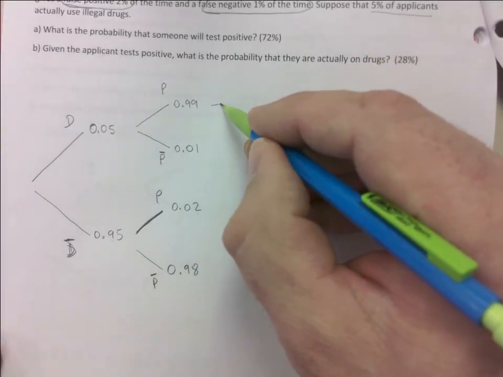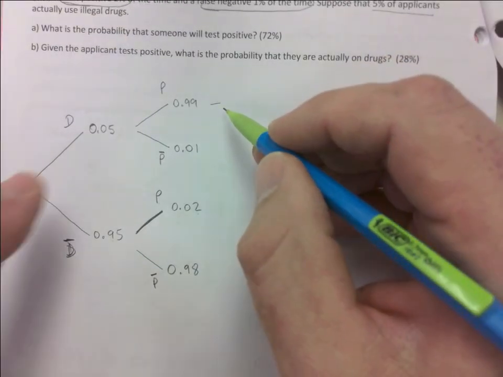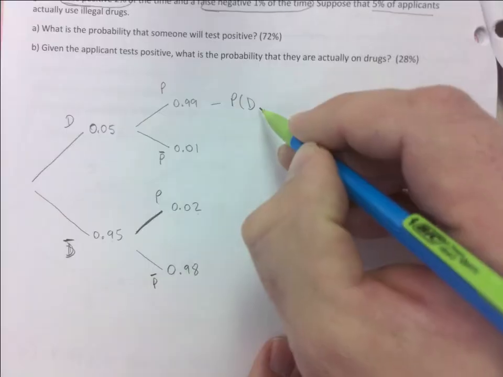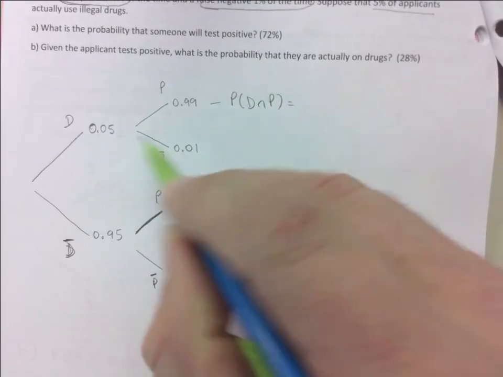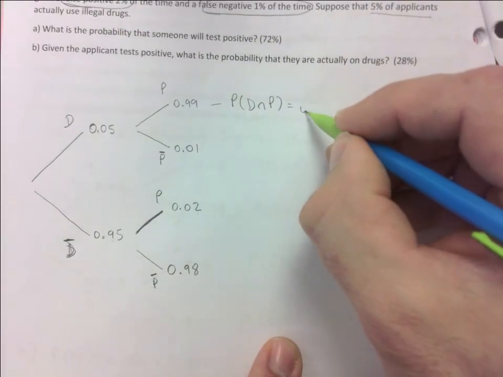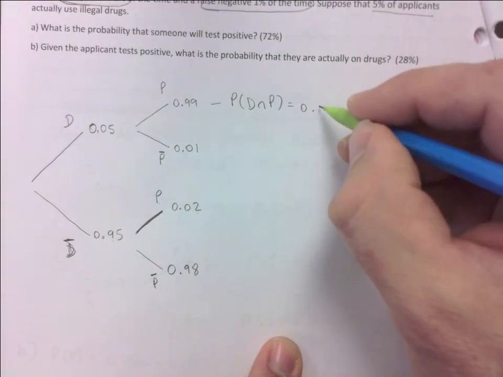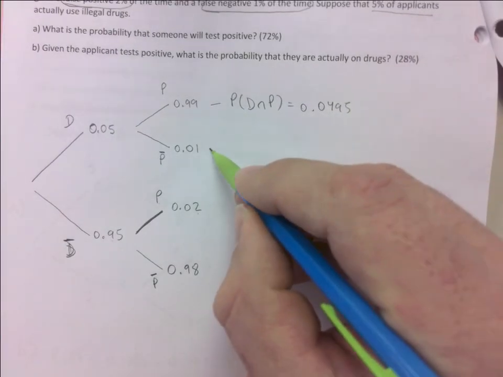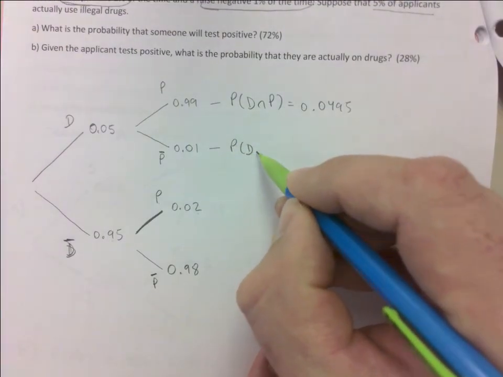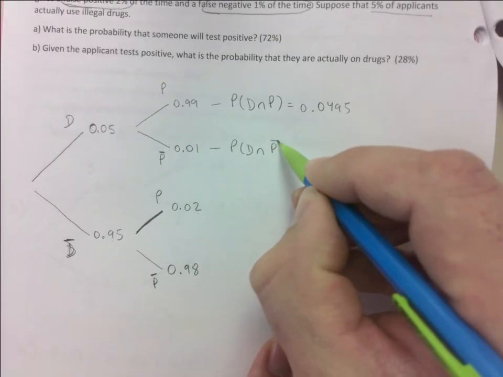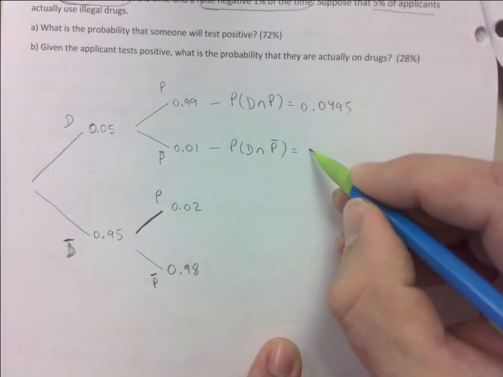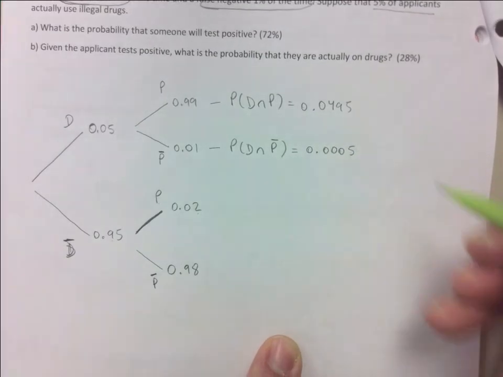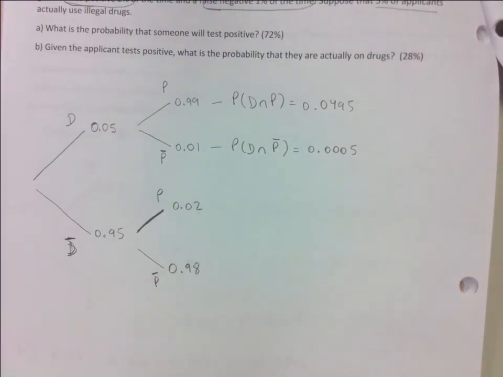And what I would suggest you do is just multiply these two, right? The probability of having consumed drugs and actually testing positive, when you multiply these two, is 0.0495. The probability of consuming drugs and being told, no, you don't have drugs in your system, is 0.0005. It's a very small chance that happens, okay?